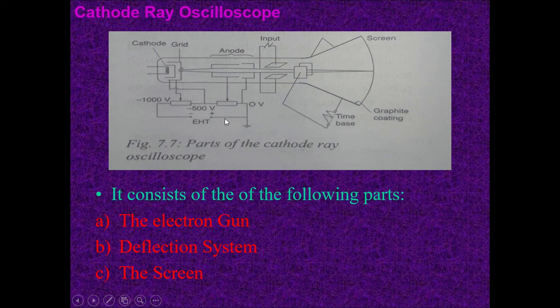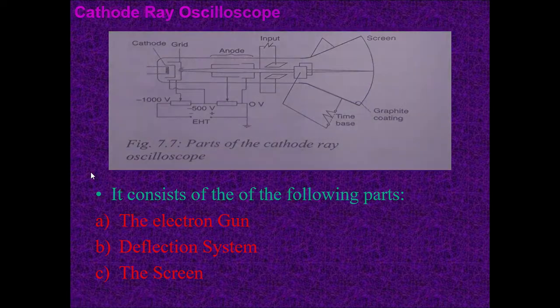We also have an extra high-tension source here. We have negative 1,000 volts. Why is it negative? It's quite clear to notice that it's negative. We also see why it's negative. We also have negative 500 volts. Why are these connections specific points? Why is this one 0 and this one's a negative? We shall look at all of them bit by bit.